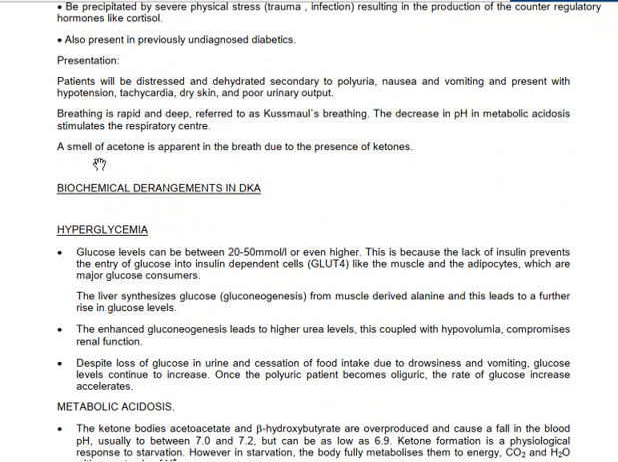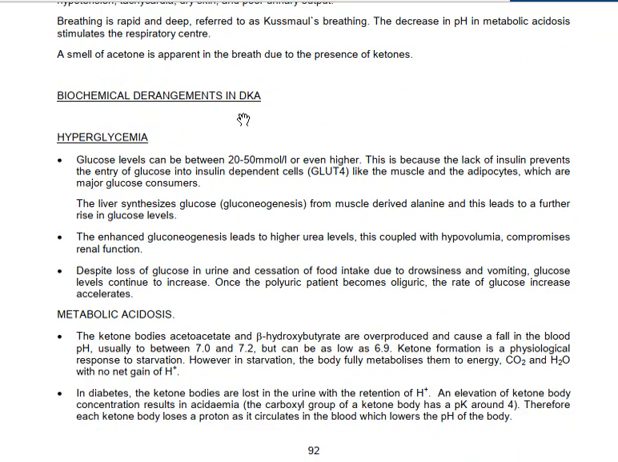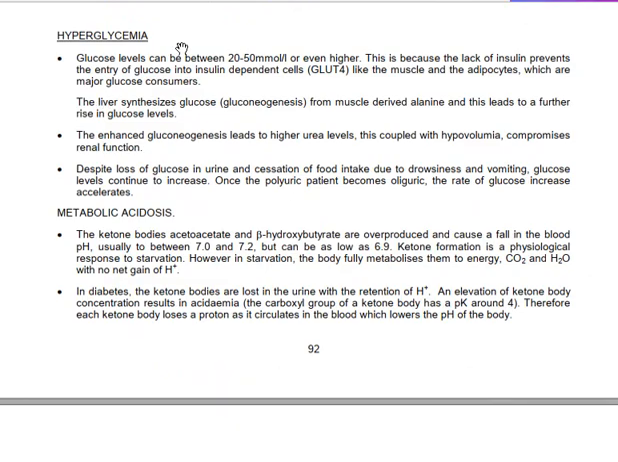Now, what is the biochemical derangement in ketoacidosis? The first biochemical derangement is hyperglycemia, where the value is going to lie between 20 to 50 millimoles per liter, which is equivalent to 300 to 600 milligram per deciliter. Is it clear? Or 250 to 500 milligram per deciliter. That is the typical value of hyperglycemia in diabetic ketoacidosis.